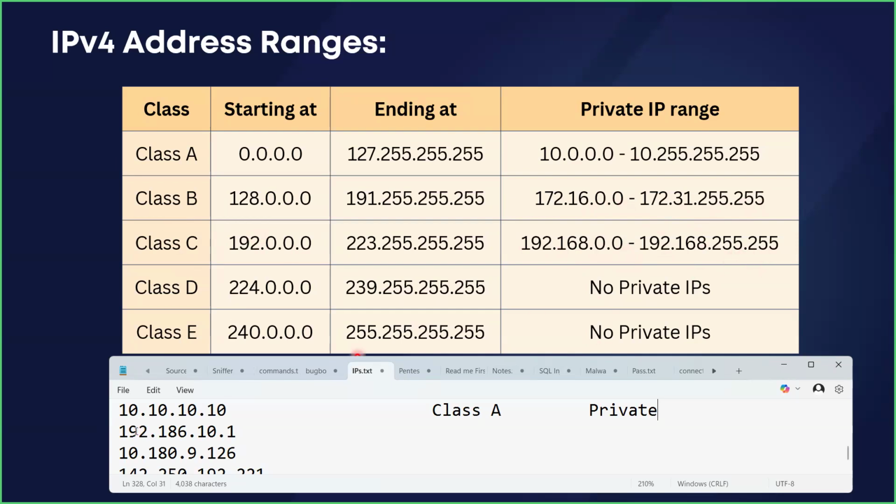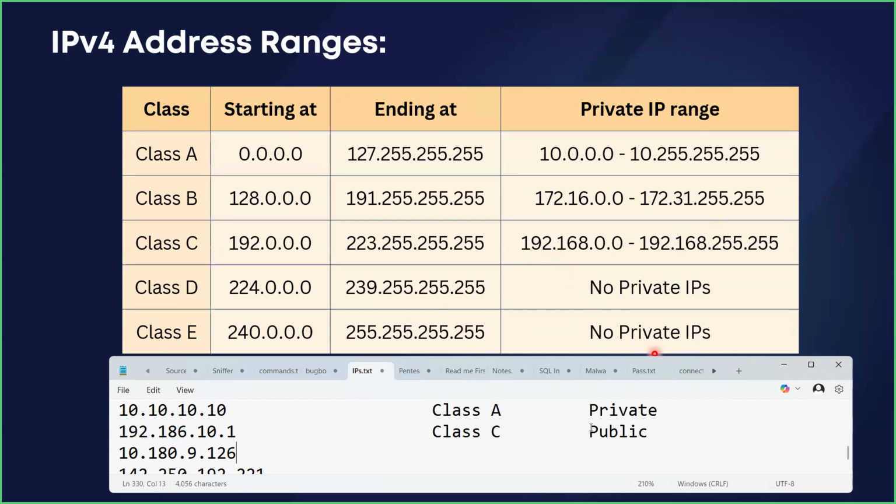So looking at the first number here, 192. Which class does this fall under? 192 is in class C. So this is a class C IP. And for it to be a private IP, first octet should be 192. That seems to match. Second octet should be 168. But what we have here is 186. Okay, so that's not matching. So therefore, this is a public IP on the other hand. Right. I hope this is clear.